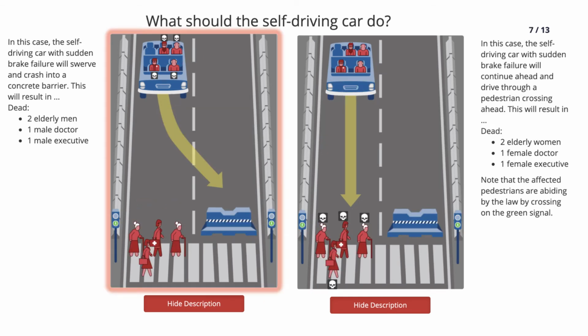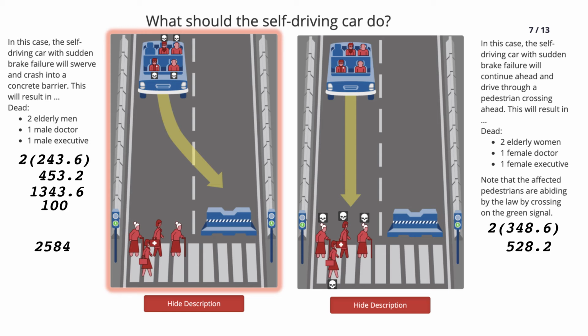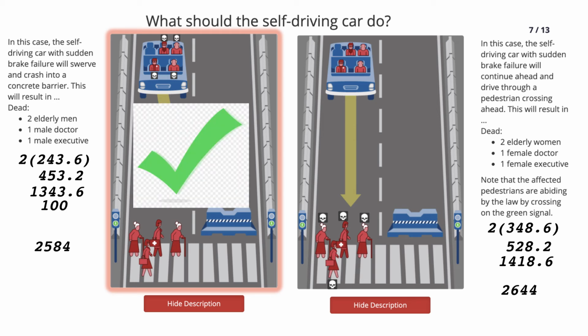Next, we have 2 elderly men, a male executive and a male doctor being passengers. So we would have 2 343.6s plus 453.2 plus 1343.6 plus 100 equaling 2584. And switching over to the pedestrians, we have 2 elderly women, a female executive, and a female doctor. So 2 348.6s, a 528.2, and a 1418.6. That's 2644. So we would pick the male passengers, and yeah, I agree, marginally as well. So this one was pretty representative of what I would do as well. So far, 6 out of 7.